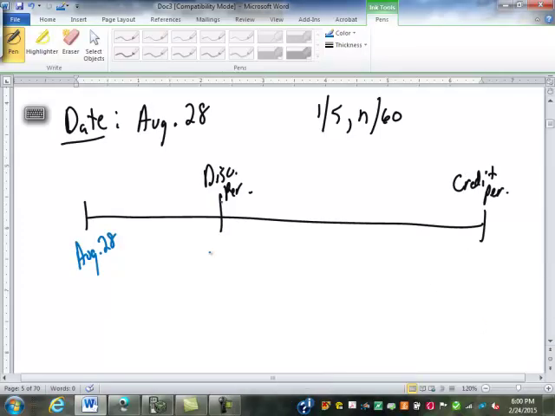So the discount period is going to end on September... What is it, count day? Counting day. Yeah, so September 2nd. You got it. Because if we look up August 28th, that would be day 240, so this would be day 245, which is the 2nd. And then the end of the credit period is October 27th. Very good.